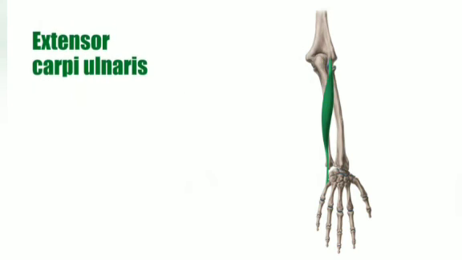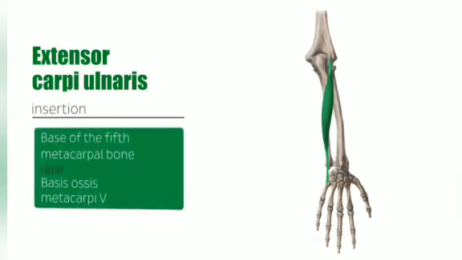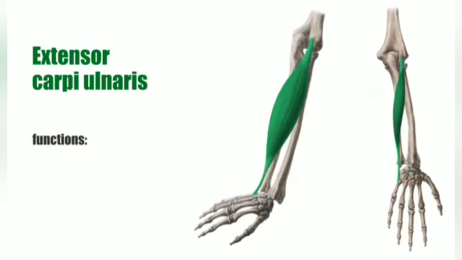Now the muscle goes all the way to then insert at the base of the fifth metacarpal bone, as you can see here on this image. This is the fifth metacarpal bone, and the base of the bone is found right about here, where then the muscle will insert.